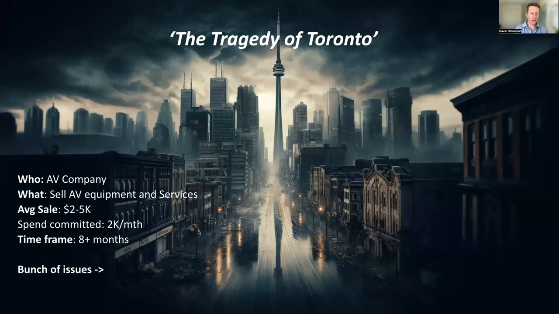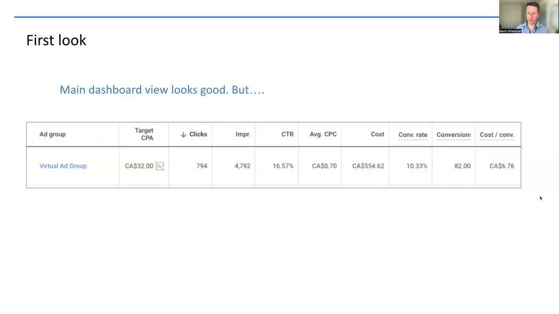So it's an AV company. They sell AV equipment. Roughly the average sale is like 2 to 5K. The amount of ad spend they have is 2K per month, and the time frame we're talking about is roughly about 8 months. So this is the tragedy of Toronto, and I'll show you exactly what happened. And pretty much they had all the 5 red flags on their account, and it was a little bit out of control.